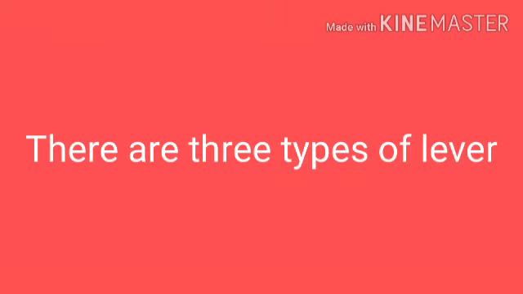Next, talking about the kinds of levers. Depending upon the relative positions of load, fulcrum and effort, the levers are classified into three groups. Class 1 lever. In this, the position of fulcrum is in between the load and effort. Class 2 lever. The position of load is in between the fulcrum and effort. And the last one is class 3 lever. The position of effort is in between the load and fulcrum.